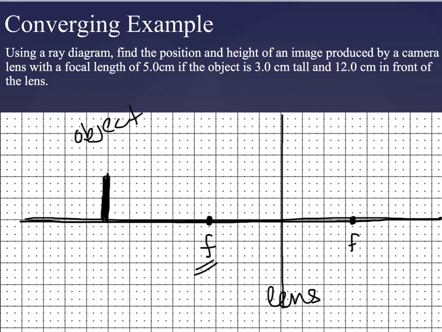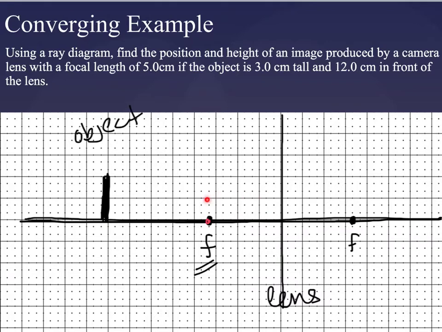I've already kind of drawn out the situation to make things go a little bit faster. So our example says, using a ray diagram, find the position and height of an image produced by a camera lens with a focal length of 5 centimeters. You notice I've already highlighted that here, and I drew two lines under this one to indicate that this is the positive focal point. So when we're talking about drawing lines through the focal point, that's what we'll talk about. Okay. Our image is 3 centimeters tall, 12 centimeters in front of the lens.